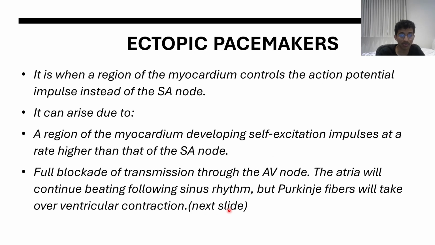Now let's talk about ectopic pacemakers. We know that the SA node is the main part of the heart which generates the impulses. Now, what's an ectopic pacemaker? It's when a region of the myocardium controls the action potential impulse instead of the SA node. If any part in the heart controls the generation of action potentials, we call it an ectopic pacemaker. It can arise due to two different conditions. When there's a region of the myocardium, which is the muscle cells, they develop self-excitation impulses at a rate higher than that of the SA node.